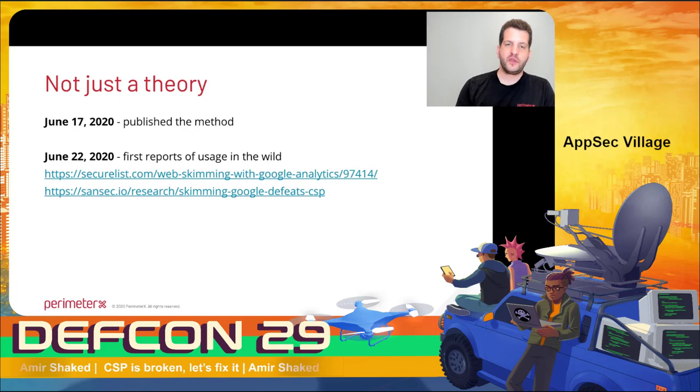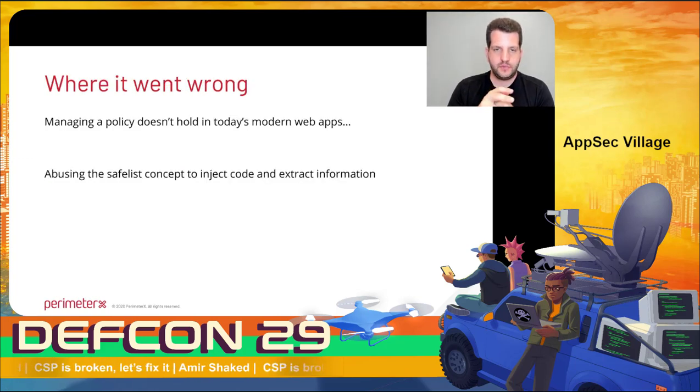So the flow here was interesting. We looked at what is the most common, how can we abuse it. We looked at it as a story, and then the fact that this is actually being used in the wild by attackers means that it's a very real risk that attackers have found and are already abusing. And there is no mitigation around this. This is important. And it's not just unique to Google Analytics as well. And here is where it went wrong, if you want to look at it. And managing a policy, it just doesn't hold in today's modern web apps.